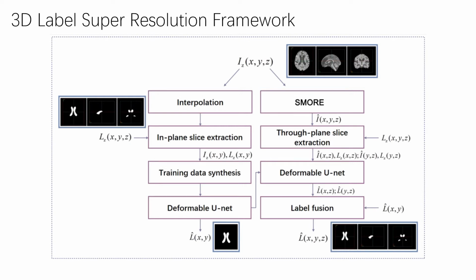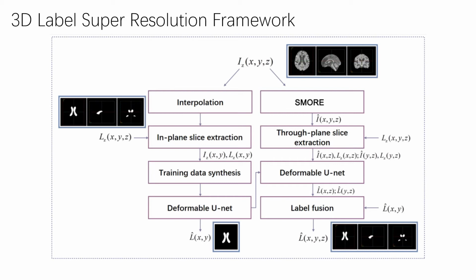And then we create synthetic training data and feed them into the Deformable U-net, and we get the predicted high-resolution axial label. On the other hand, we first implement a self-super-resolution framework called SPIE to predict the high-resolution image, and then we extract the through-plane slices from the predicted high-resolution image and the low-resolution label, and we get the sagittal and the coronal image and label pairs, and then we feed all of them to the trained deformable U-net, and we get the predicted sagittal and coronal labels.